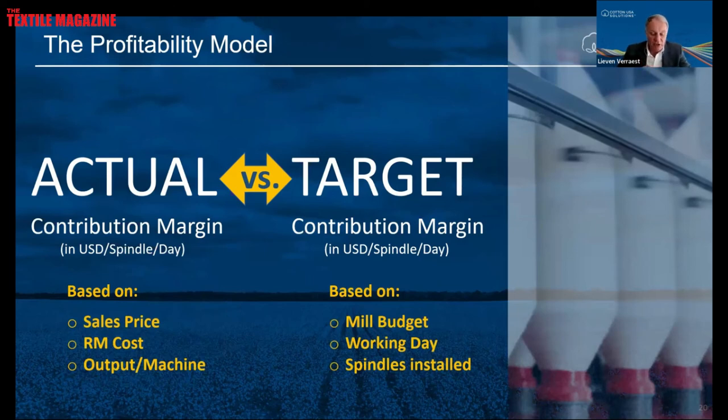Then we have the actual contribution margin in US dollars per spindle. This is based on the sales price, the raw material cost, and the output per machine. And we compare that with the target contribution margin in US dollars per spindle per day. This is based on an annual mill budget. We look at the mill budget for labor costs, depreciation, and so on, and we calculate that based on the working days per year and the spindles and rotors that are installed in every unit. Let's now have a closer look at the calculation of the target contribution margin.